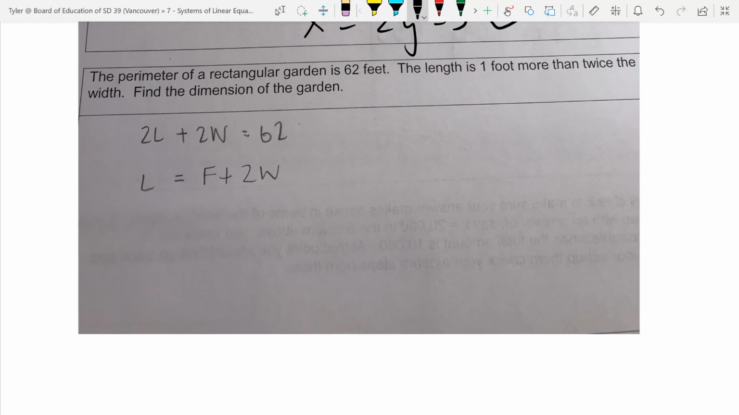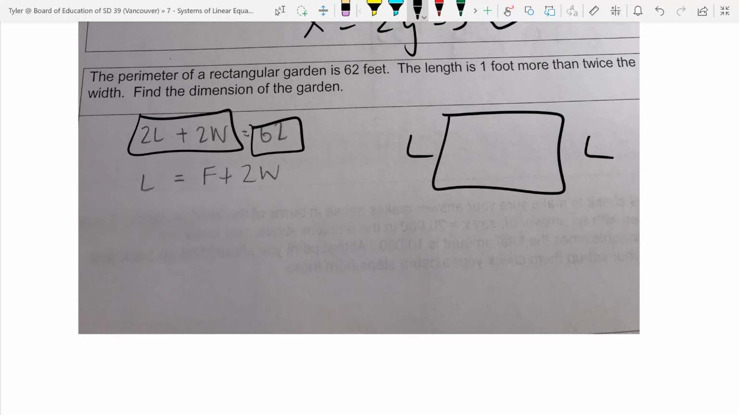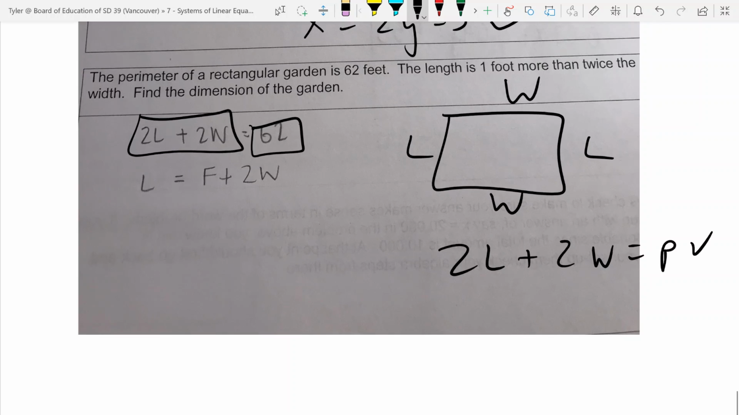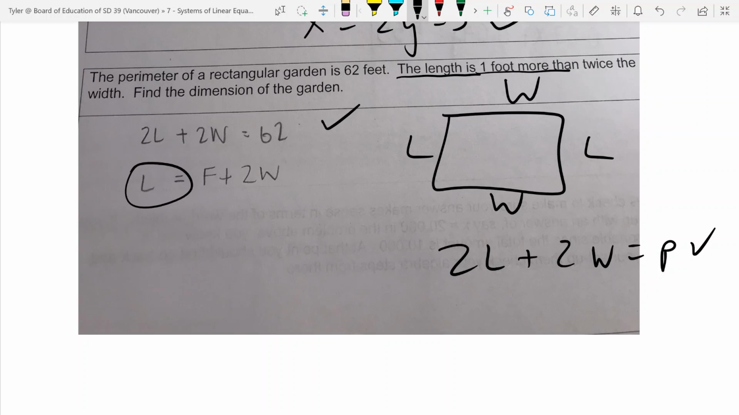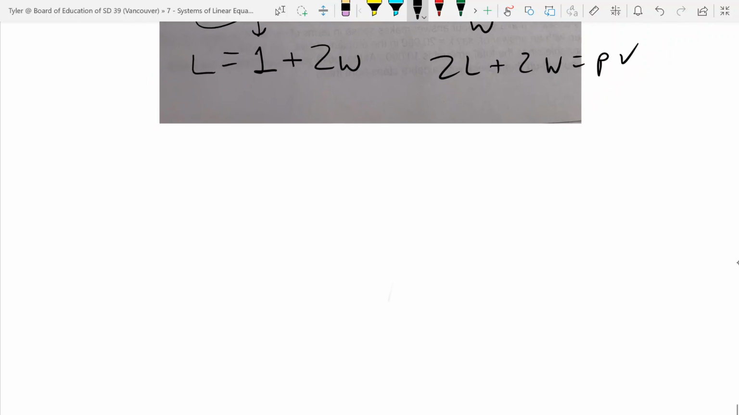The perimeter of the garden is 62 feet. That means this is our perimeter. To calculate perimeter, it's 2L plus 2W, because if you think of a rectangle, this is L, L, W, W. If you add them all up, you got 2 L's added with 2 W's is the perimeter. So that's our first equation. Good. The second equation, the length L equals 1 foot more than twice the width. So instead of using another variable like F, you're just measuring in feet, so it'll be a 1. That's the mistake this student made here. And those are all the questions. Cool.